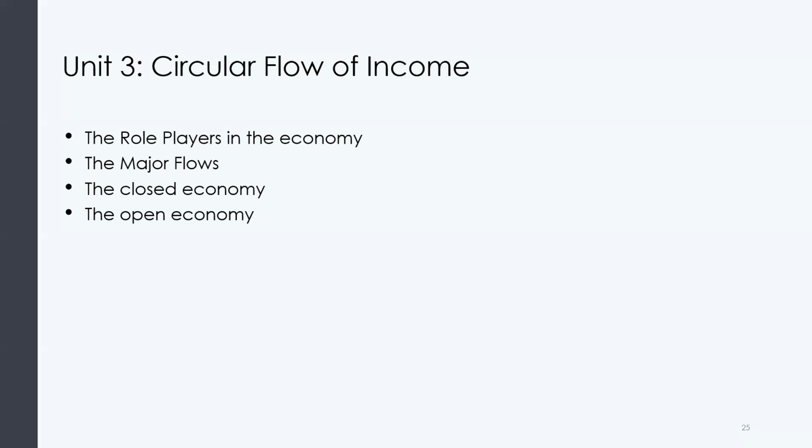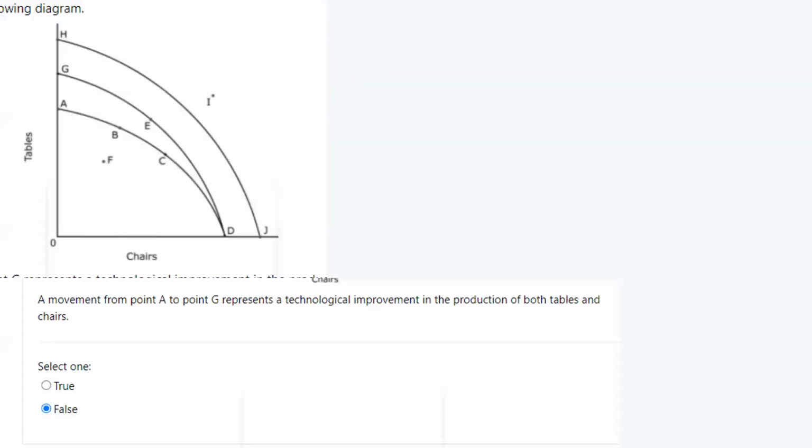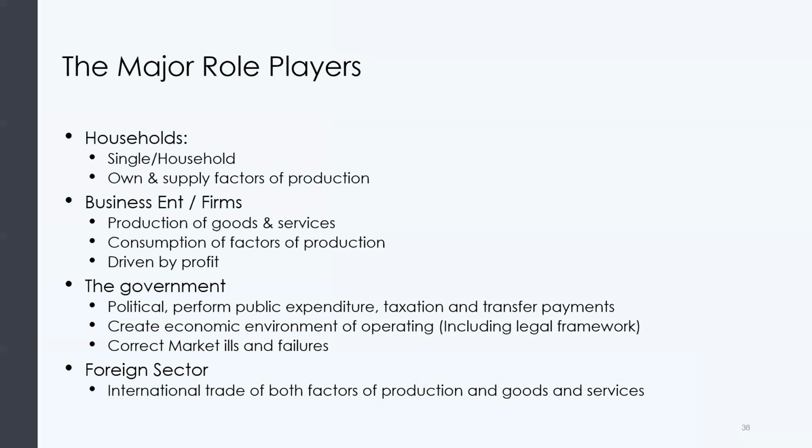All right. So the circular flow of income, that's what we want to look at. So for the guys that are doing advanced diploma in business management, this is your unit number 2. For the guys that are doing first year, this is your unit number 3.